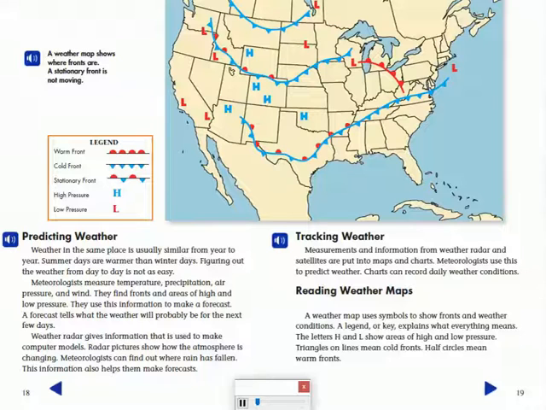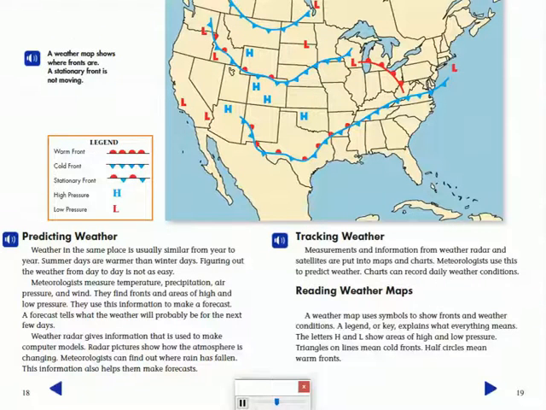Tracking weather. Measurements and information from weather radar and satellites are put into maps and charts. Meteorologists use this to predict weather. Charts can record daily weather conditions.